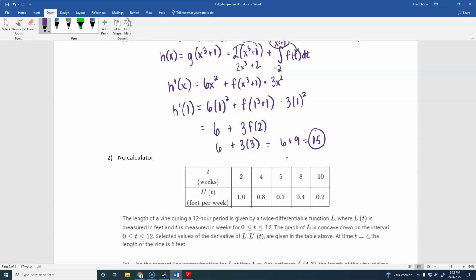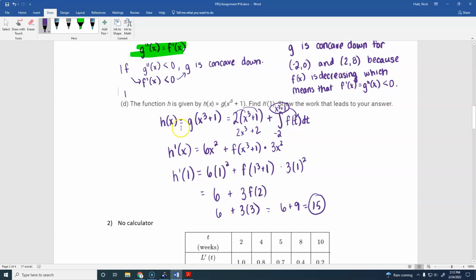Ethan? Yes. Could you not have just gone through h(x) by having g prime of x cubed plus 1 times 3x? Find h prime of x by getting g prime of (x cubed plus 1) times 3x squared. Yes, you could actually do that. So if you do it this way, that's good.